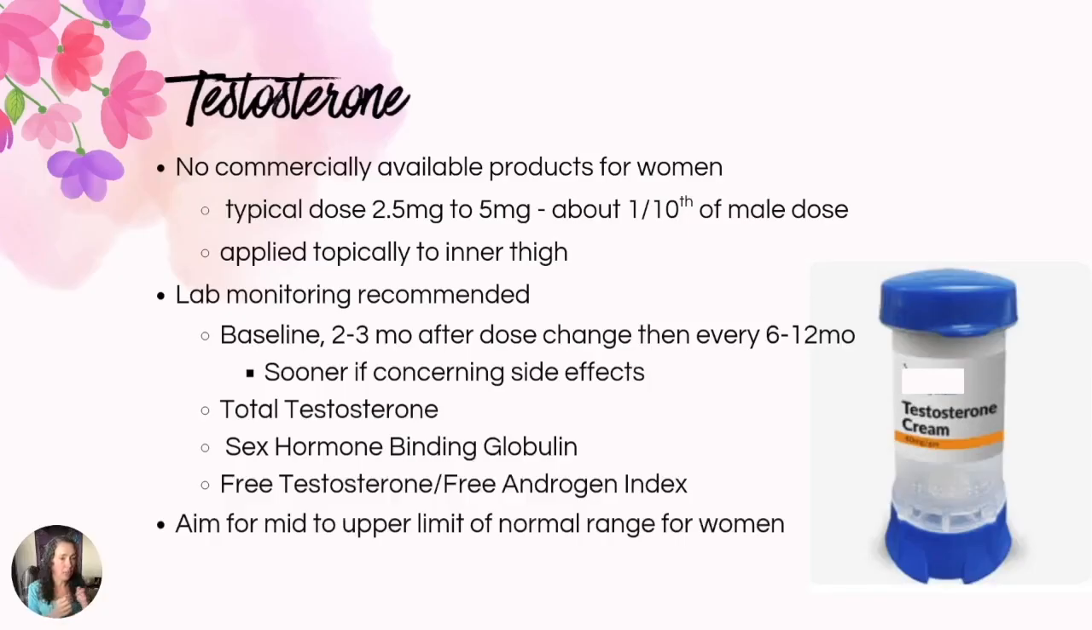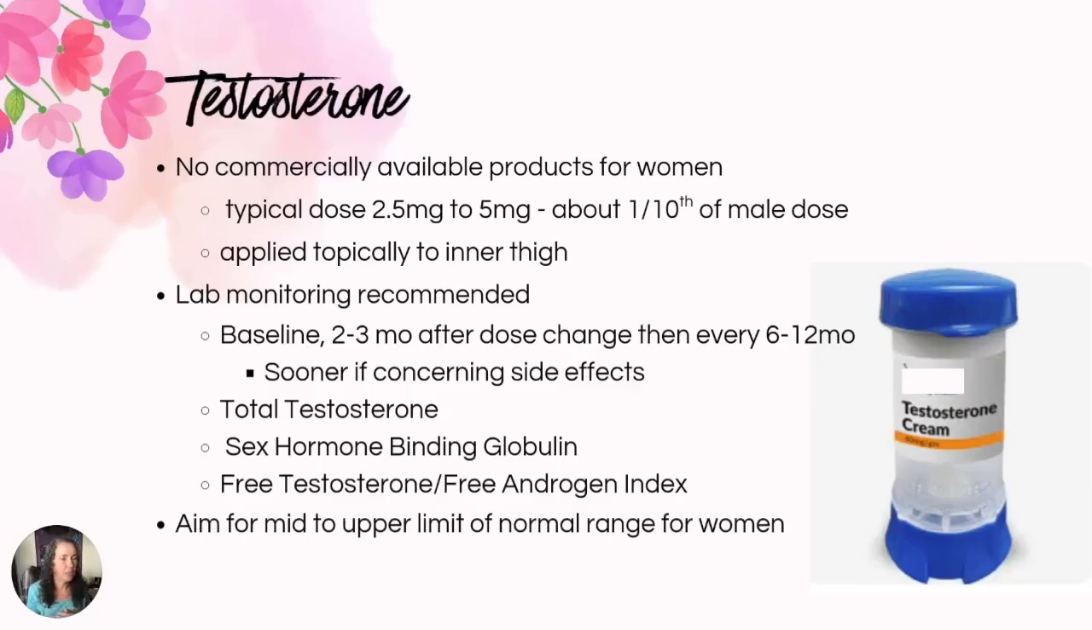You can do 1/10 of a packet of AndroGel, of the lowest dose of AndroGel, but to me that would be really hard to do, to figure out how to do 1/10 of a little tiny packet of gel. So I have mine compounded by a pharmacy, and I take 2 milligrams a day. The typical dose would be 2.5, anywhere from 1 to 5.